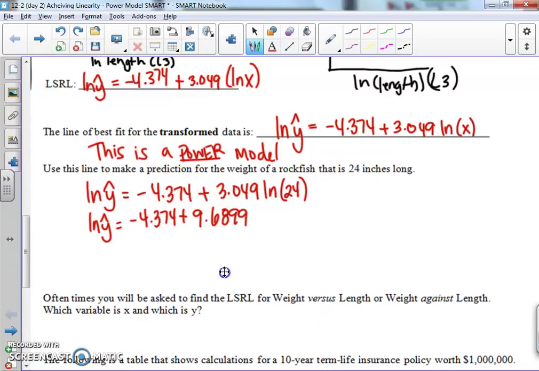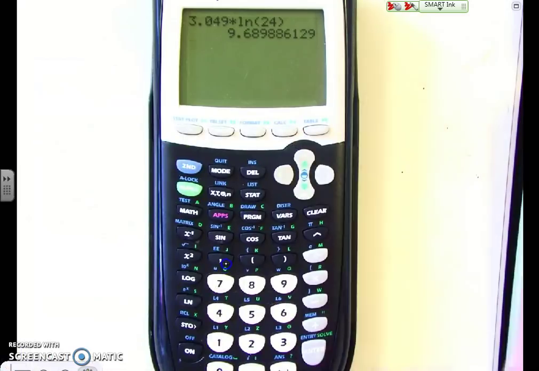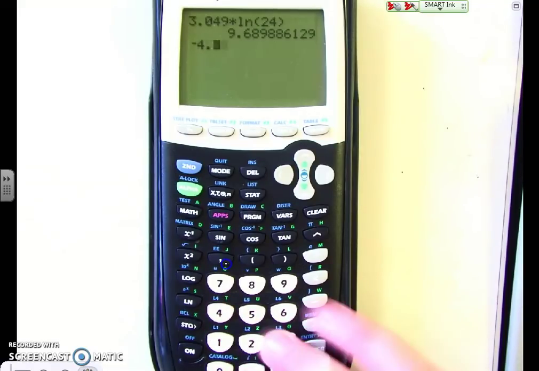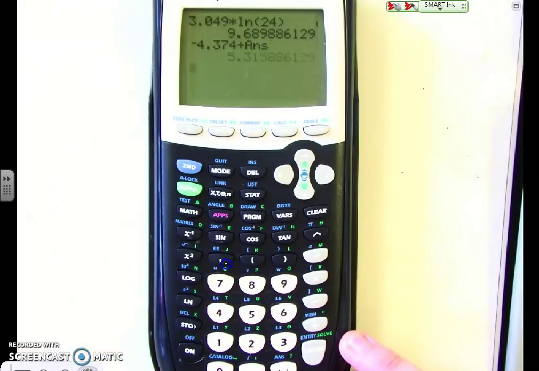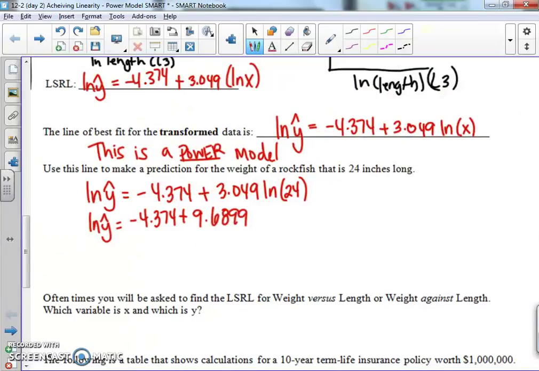And then I'm just going to add that to that y-intercept. So I'm going to say, because that's a positive, or actually I know I have a negative 4.374 plus this answer that I previously had, and that's what I have for my natural log of y hat. Okay? So the natural log of y hat equals the combination of those two, which is 5.316.